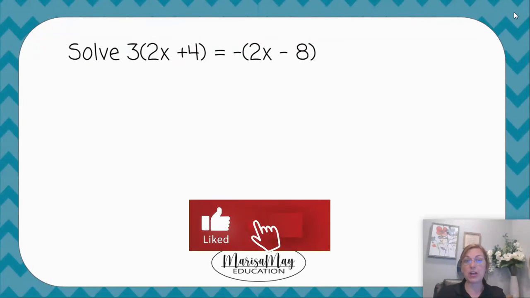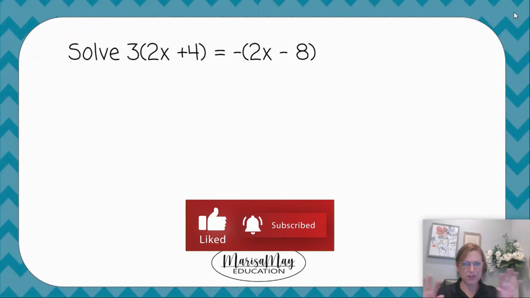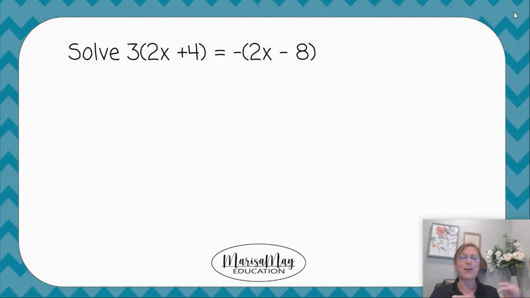I'm noticing when I look at the equation that I've got parentheses on both sides and a number in front. So I'm going to begin with the distributive property. On the left side, I'm going to distribute the 3 to the parentheses. Now, when I say distribute, I'm going to multiply the 3 times the 2x. I'm going to multiply the 3 times the 4 as well. Let's take a look at what that might look like.